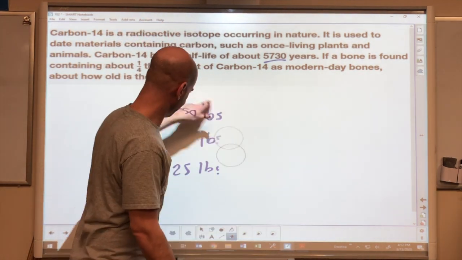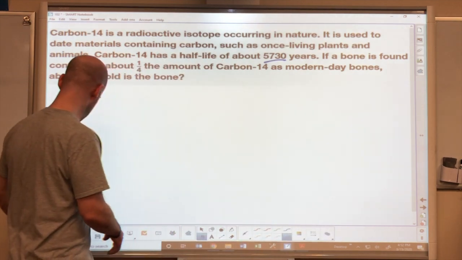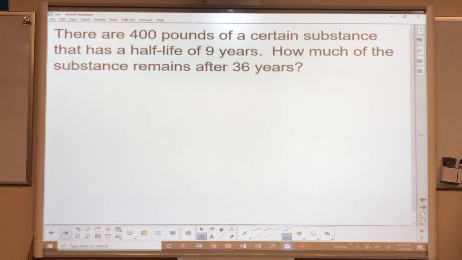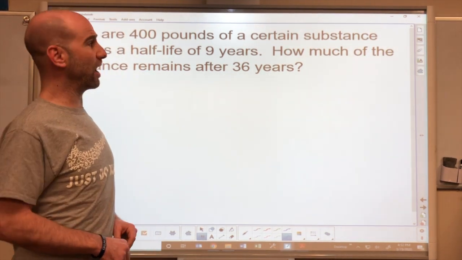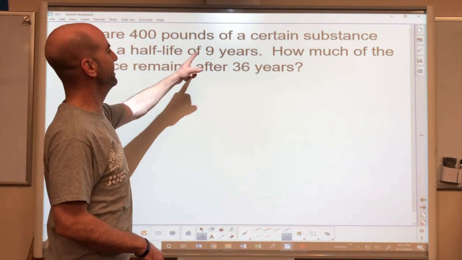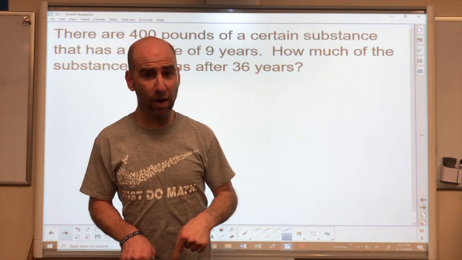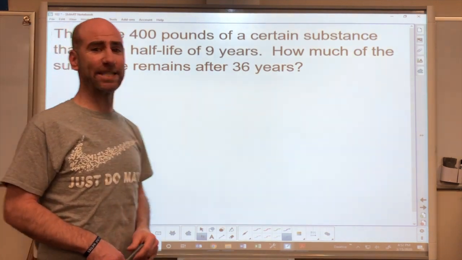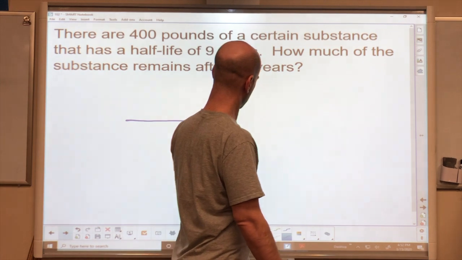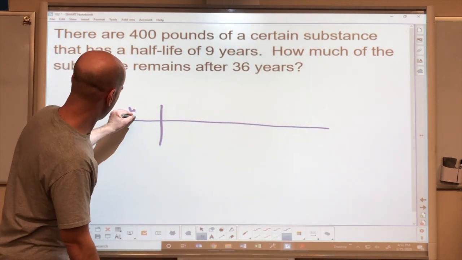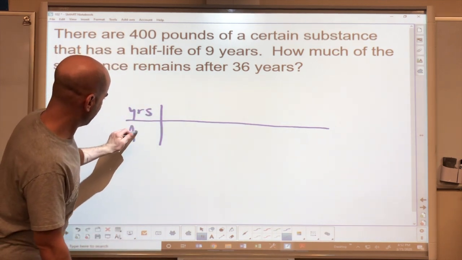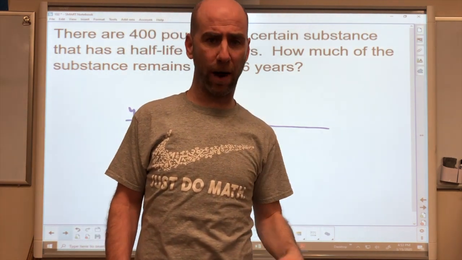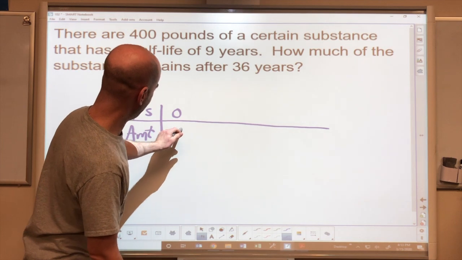Okay, so let's take a look at this example here. There are 400 pounds of a certain substance that has a half-life of 9 years. So in other words, in 9 years from right now, half of this substance is going to be left over. How much of the substance remains after 36 years? Okay, let's make a table. This is going to be years, and this is going to be the amount of the substance. Now, it's always important to start at 0 because we want to know how much exists right now. And of course, there are 400 pounds.